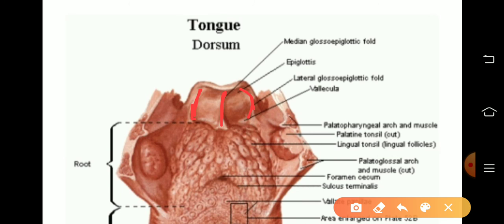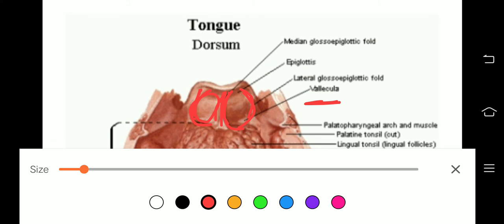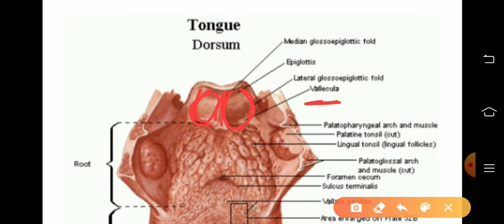So this is again another peculiarity in the anterior wall of the oropharynx. And the epiglottic valleculae. What is the epiglottic valleculae? This is the depression between the median and the two lateral glossoepiglottic folds. This depressed part is called the valleculae, also called the epiglottic valleculae.